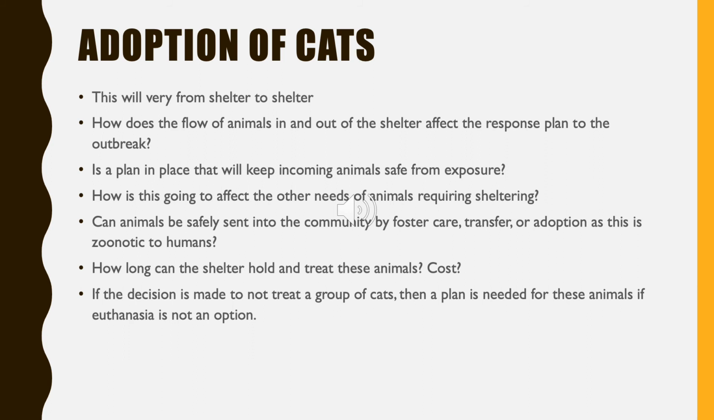Number 4, can animals be safely sent into the community by foster care, transfer or adoption, as this is zoonotic to humans? Number 5, how long can the shelter hold and treat these animals? What is the cost? Number 6, if the decision is made to not treat a group of cats, then a plan is needed for these animals if euthanasia is not an option.